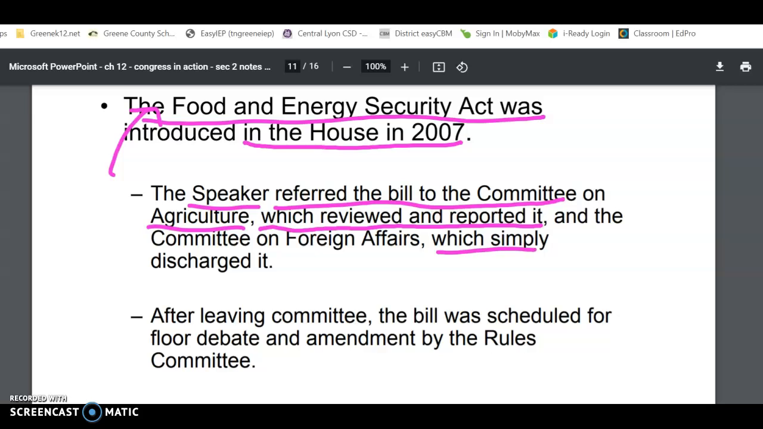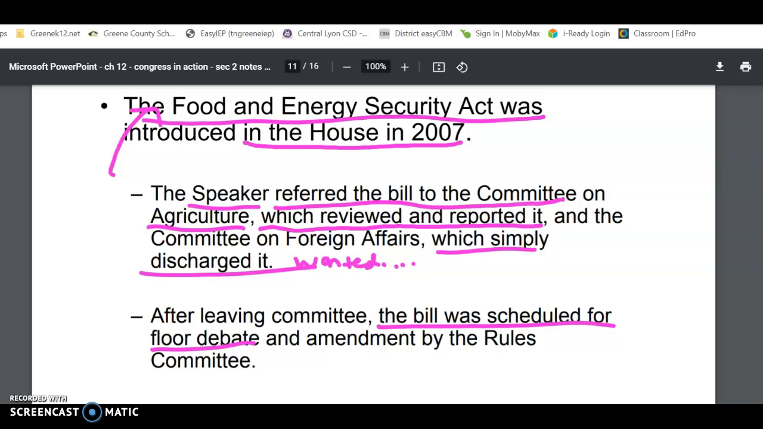And then they discharged it, which meant that they wanted it to be voted on. We're not writing this down. So then it left the committee. So what happened after it left the committee? Well, after it left the committee, the bill was scheduled for a floor debate. And the House of Representative members could debate the bill.